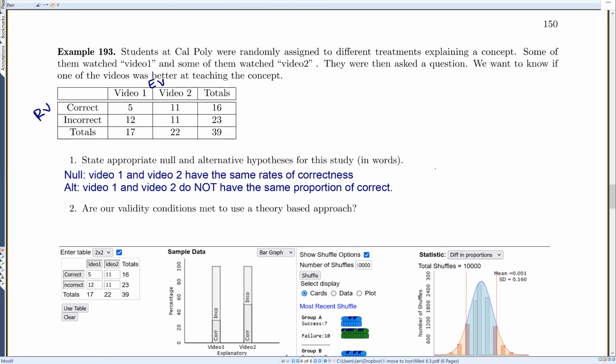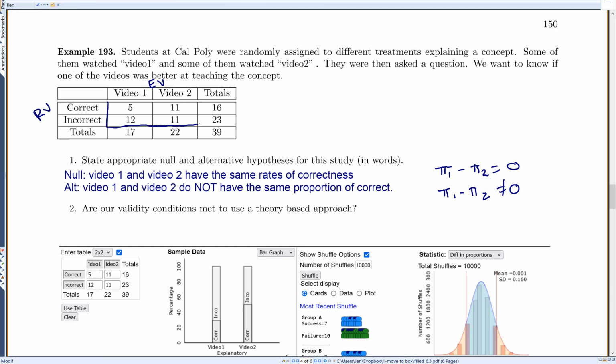Let's write it in symbols as well, just to practice. So the proportion for the first one minus the proportion for the second one would be equal to 0, that's our null. The alternative is that they are not equal to 0. We can't say whether it's greater than or less than because they didn't tell us which one they thought should be better. Are our validity conditions met to use a theory-based approach?